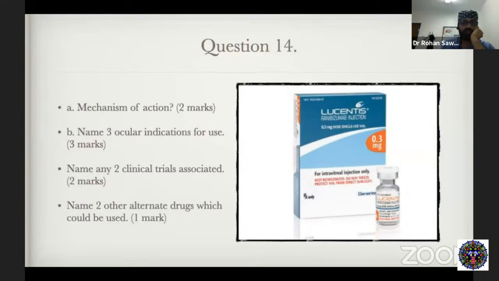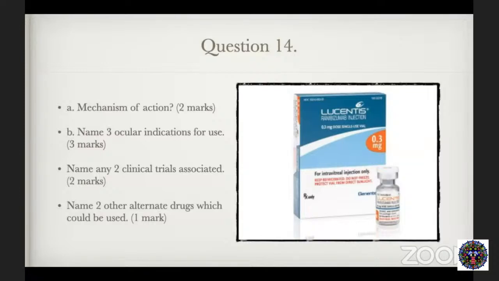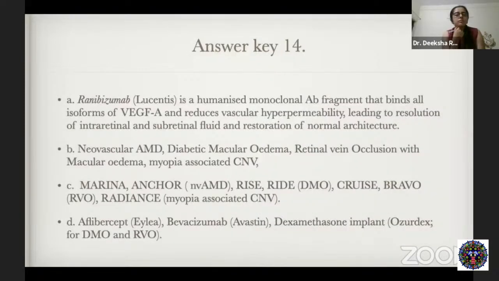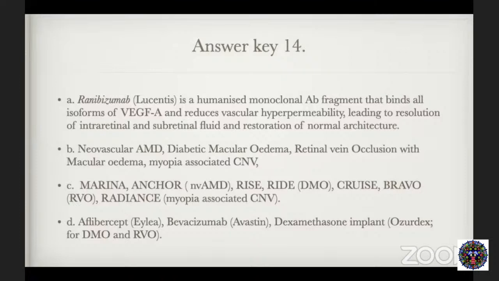Next question, 2 other alternate drugs which could be used. Bevacizumab, pegaptanib, aflibercept. Yes, aflibercept, Eylea, bevacizumab, Avastin. You can also use the dexamethasone implant, Ozurdex, specifically used for diabetic macular edema and retinal vein occlusion. Right, shall we go to the next question then?